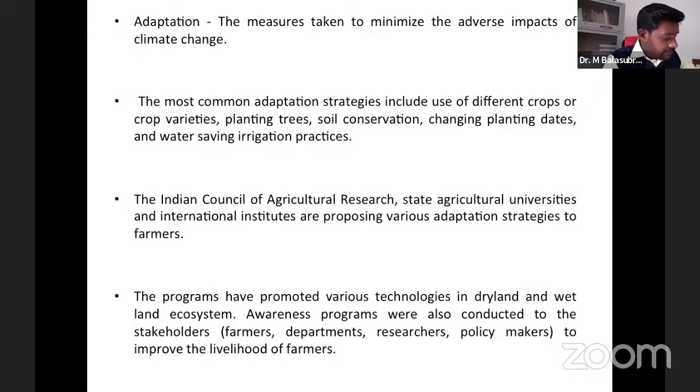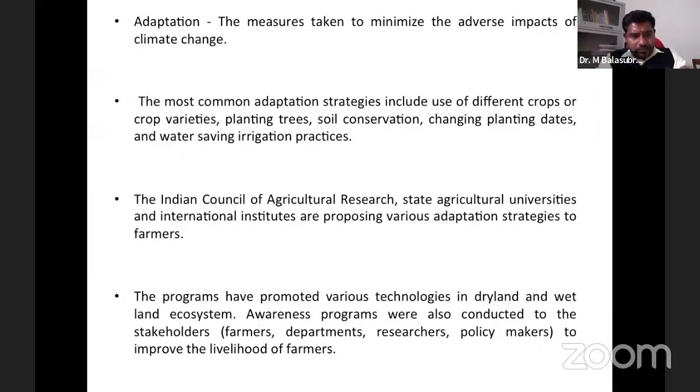Then the program, where it will be implemented in that area, you should have a thorough idea of it through your baseline study or situational assessment. And these are supported by the Indian Council of Agricultural Research and SAUs in these two states and international institutes. I said already, ICRISAT and IWMI, the International Water Management Institute, helped and supported this study.